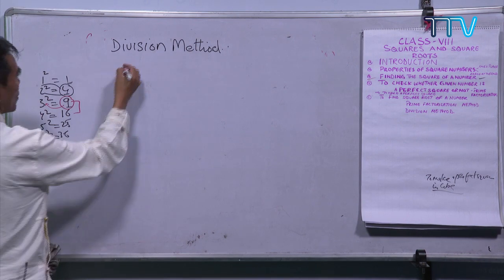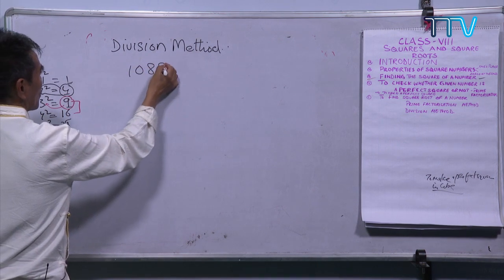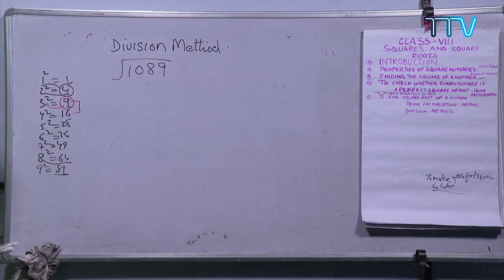Try that. Find the square root of 1089. This is the last practice, without a decimal point.